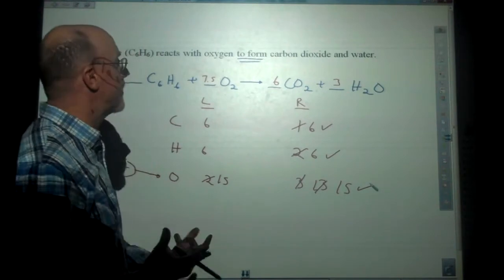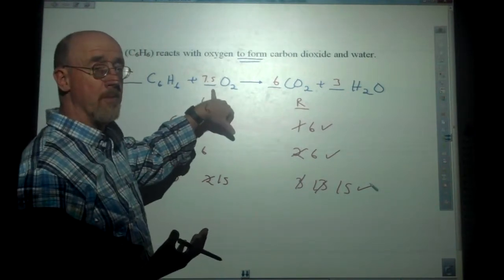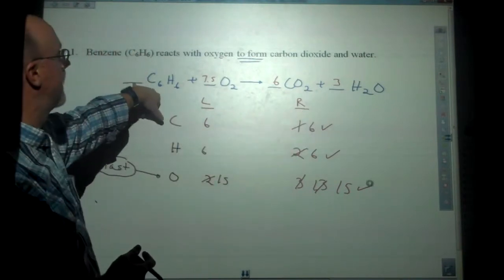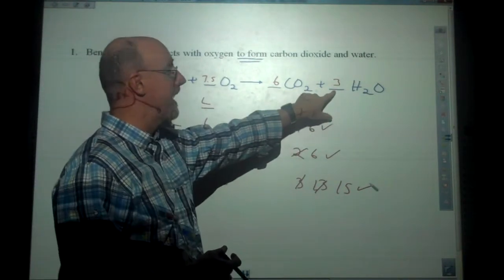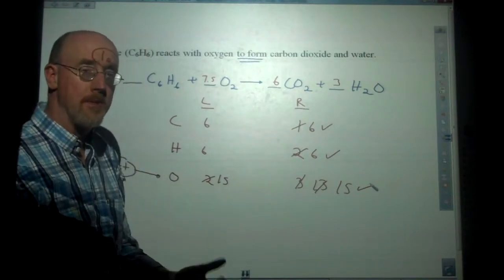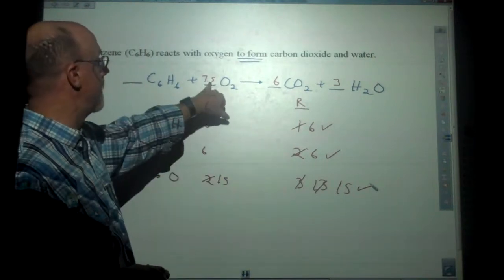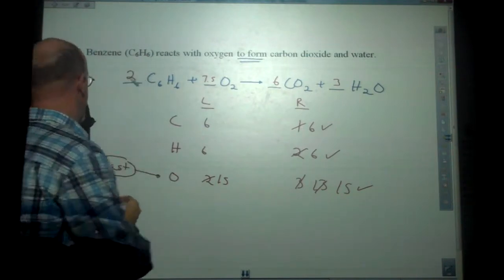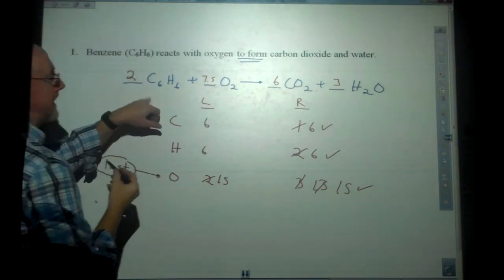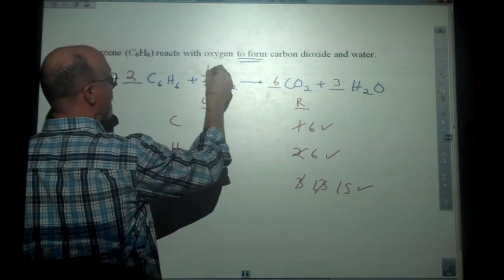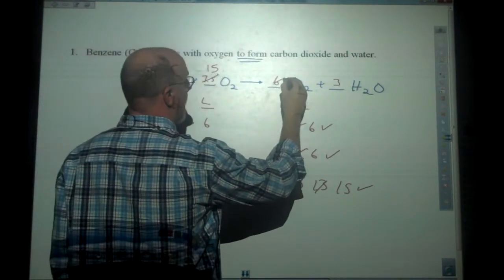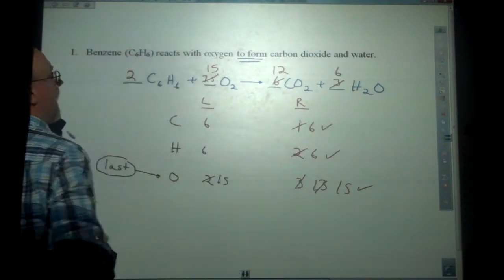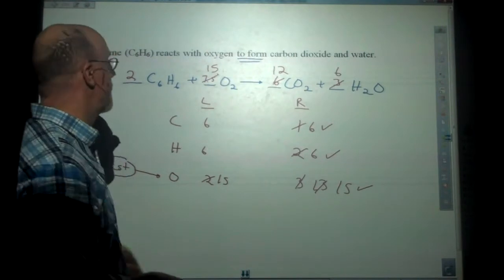That's the trick. But make sure you realize we can't have half of an O2. And remember, this is just a proportion. It's just a ratio. 1 to 7.5 to 6 to 3. So the proportion, the ratio is going to be the same if we double everything. So if you have to use a 0.5, double everything. So the actual final balanced reaction will be 2 C6H6s reacts with 15 O2s to form 12 CO2s and 6 H2Os. And if you're not confident in that, do a final check.